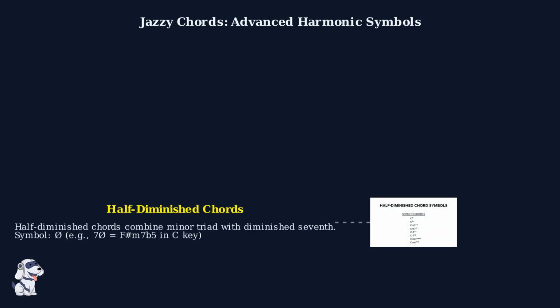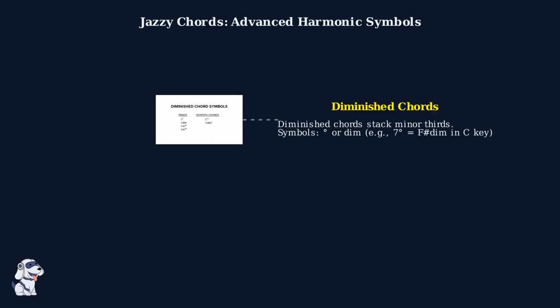Symbols include plus or aug. For example, 5 plus represents D augmented in a C major key. Half-diminished chords combine a minor triad with a diminished seventh, often used in jazz progressions. The symbol ø indicates these chords, such as 7ø, or F sharp minor 7 flat 5 in C major. Diminished chords stack 3 minor thirds, creating symmetrical structures. Symbols include a degree sign or dim. For example, 7 dim represents F sharp diminished in C major.